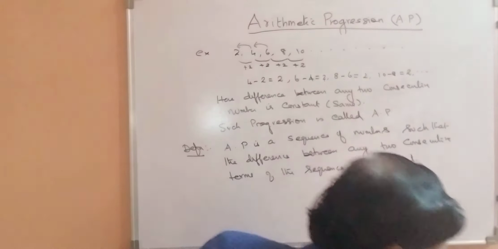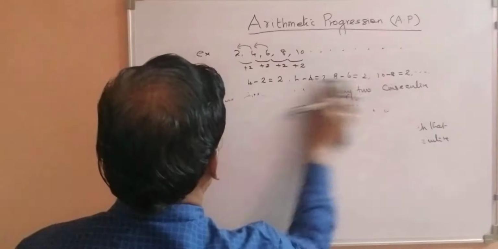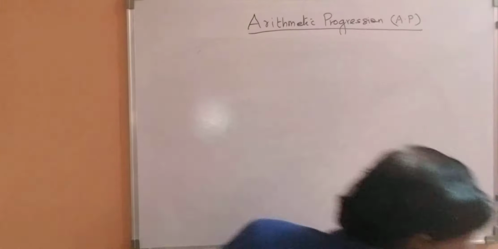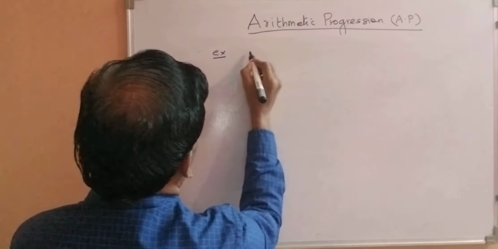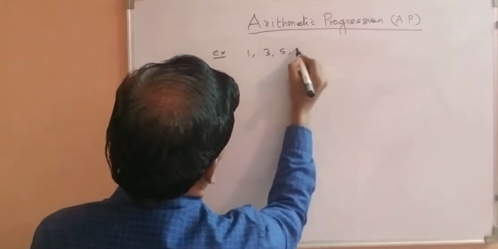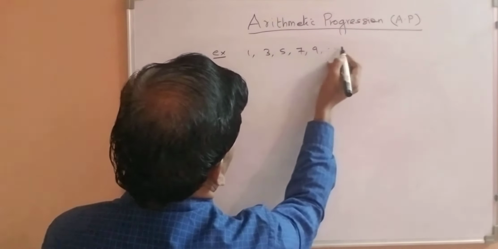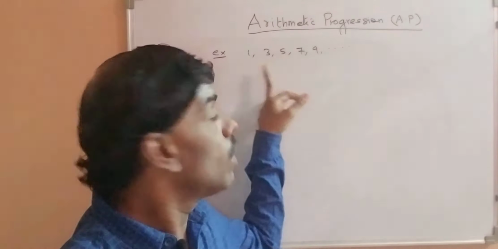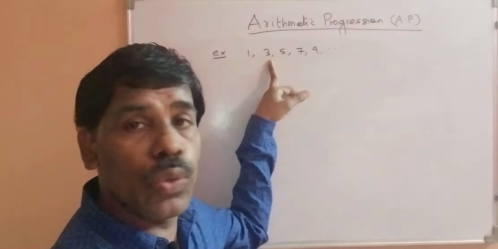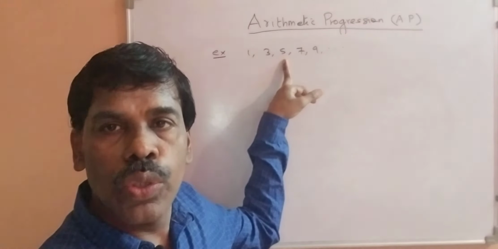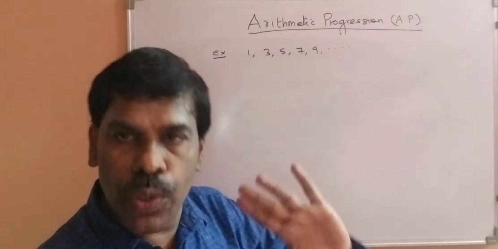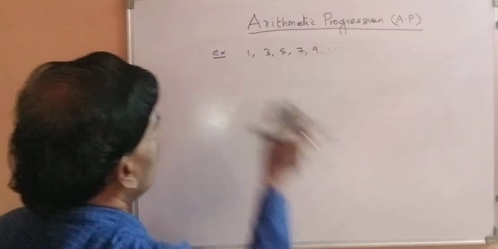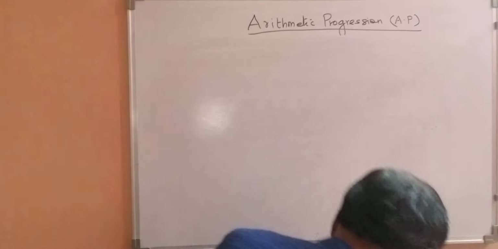Okay. Now another example I will take. Same thing only. We will take a little smaller example. Here you see, what is 3 minus 1? 2. What is 5 minus 3? 2. What is 7 minus 5? 2. What is 9 minus 7? 2. Okay. So, this is called what? Arithmetic progression. Now, I will explain what is the meaning of that.